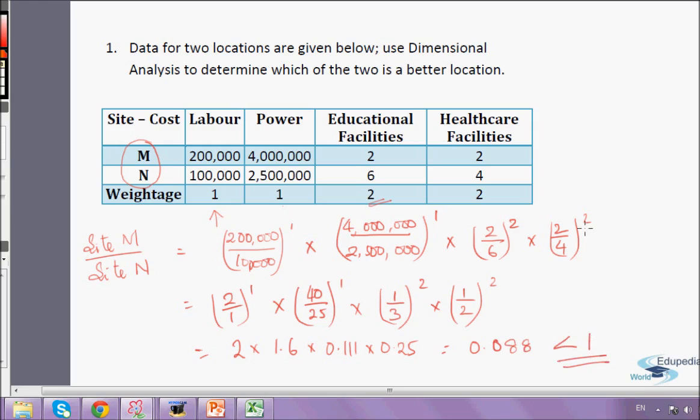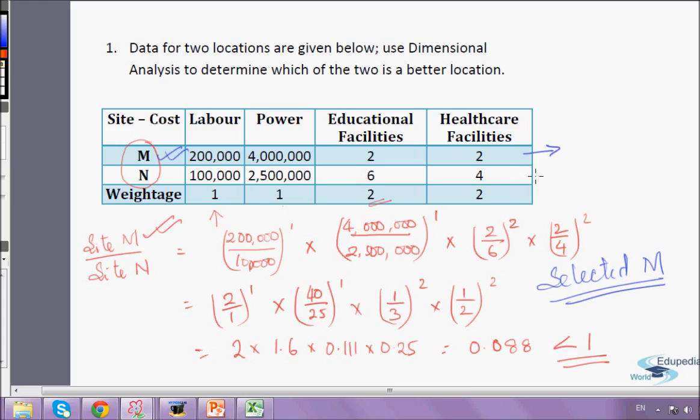Since the value is less than 1, we would select M. Okay, that's the one in the numerator. So site M is selected. Here we have site M as more meritorious in comparison to site N.